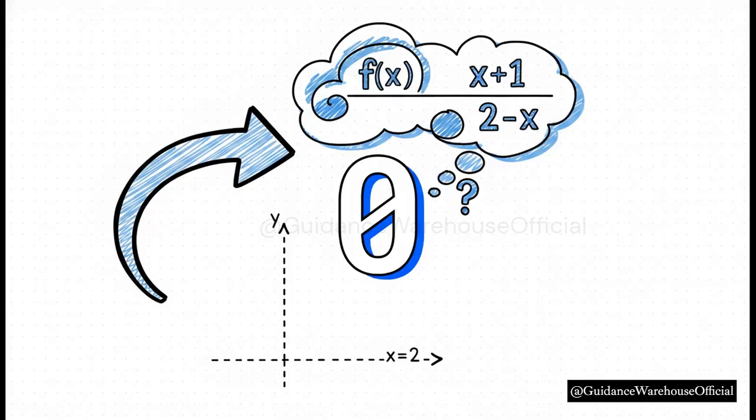Let's apply that first rule step by step, like a puzzle. Take the formula f of x equals (x + 1) divided by (2 - x). We have a denominator here, right? It's 2 - x. Our golden rule says we must figure out exactly what makes that denominator 0.